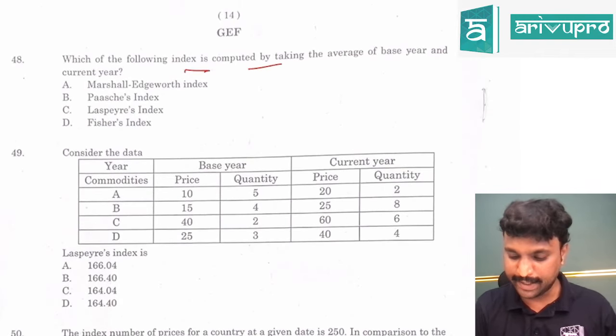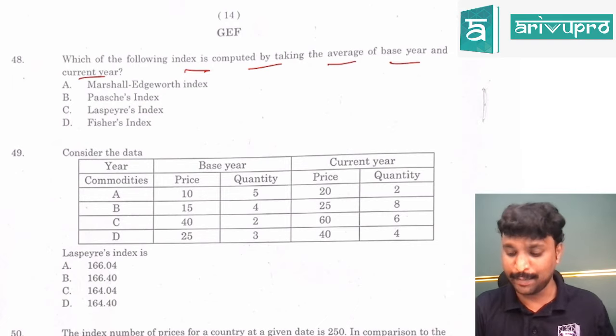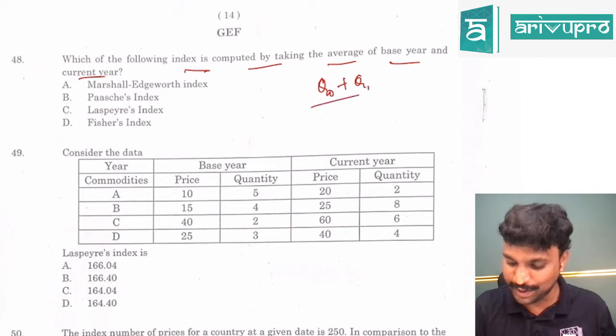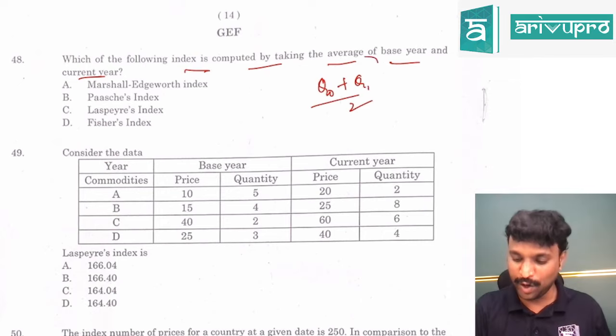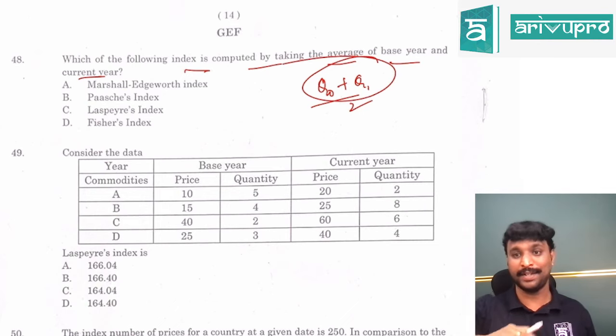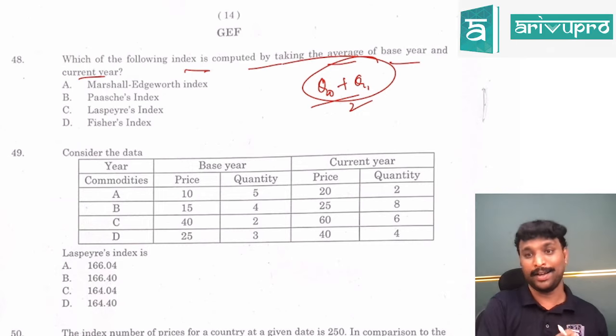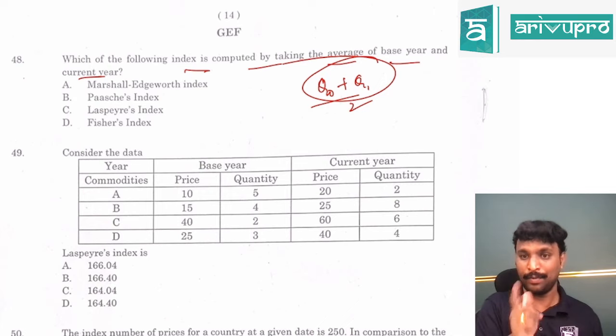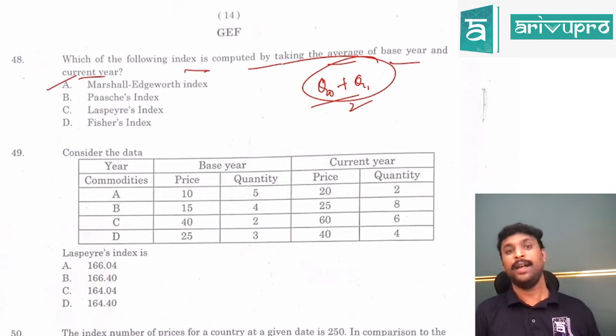Which of the following index is computed by taking the average of base year and current year? Base year and current year means like Q0 plus Q1, average of this. Guys, sum of Q0 and Q1 comes where? In Marshall's index. If it is Paasche's index, only Q1 is taken. If it is Laspeyres', only Q0 is taken. Q0 plus Q1 is taken in Marshall-Edgeworth index.